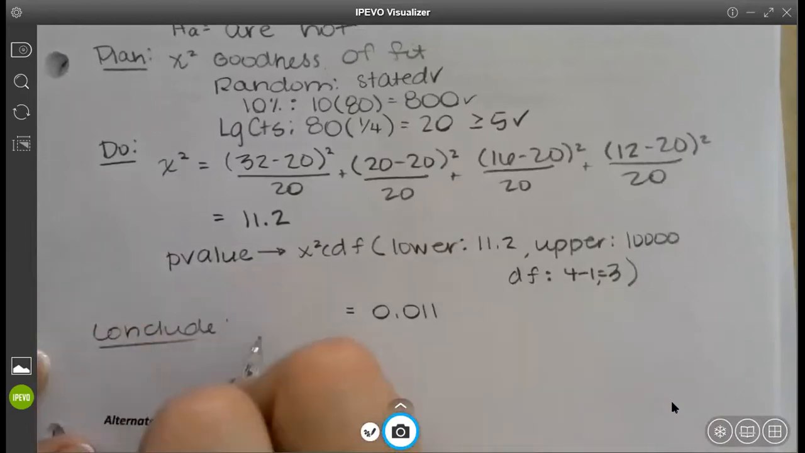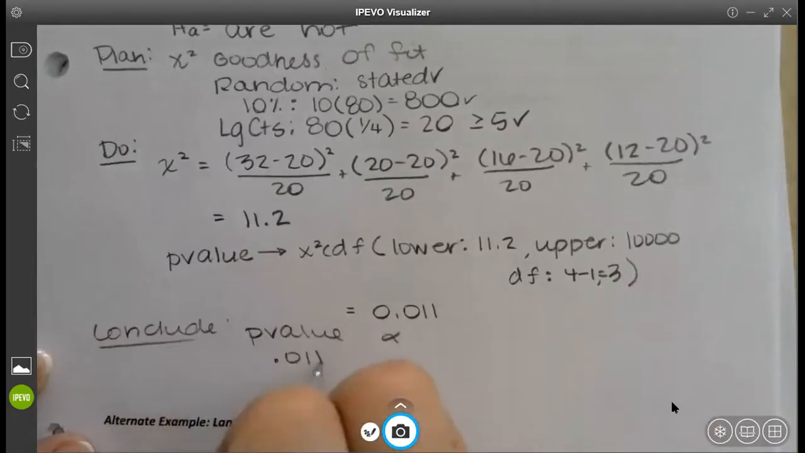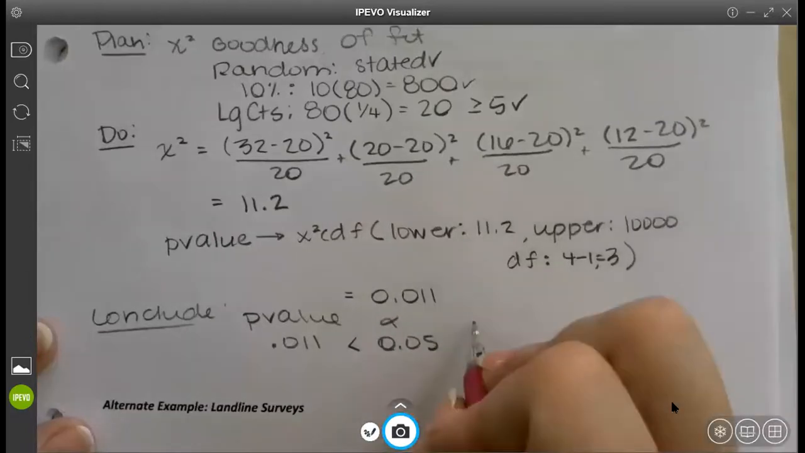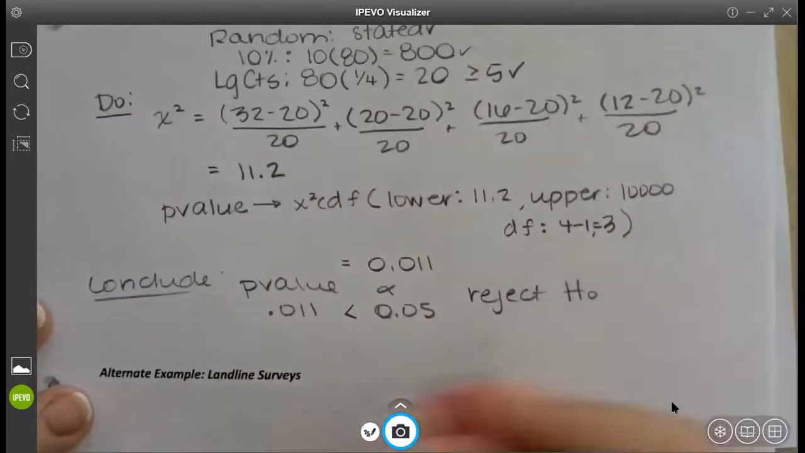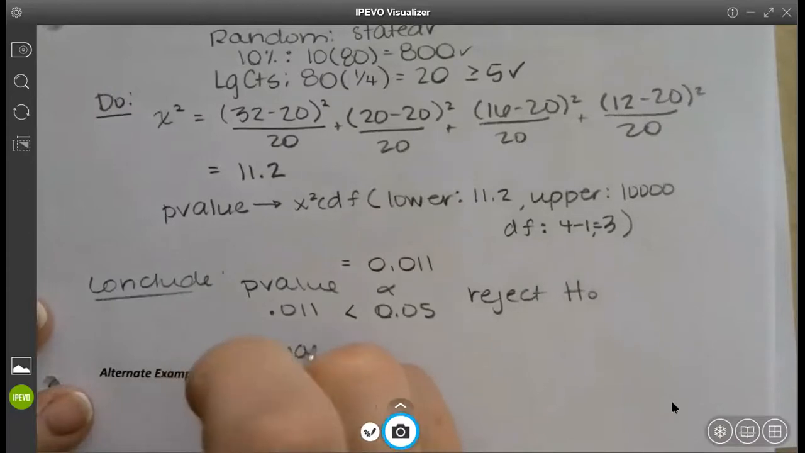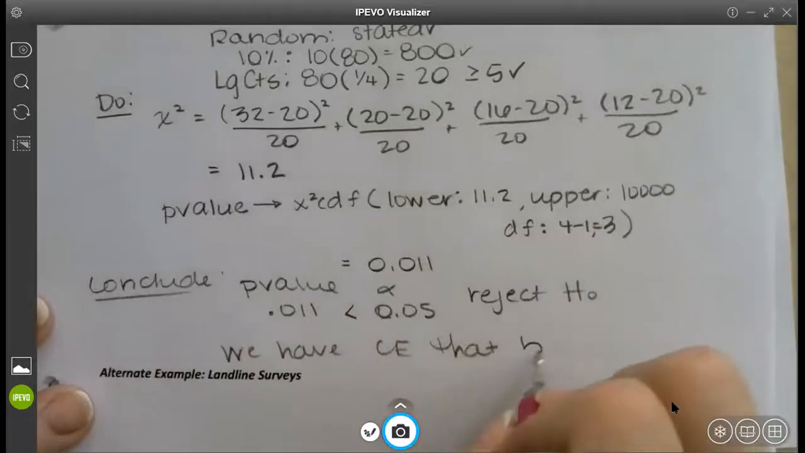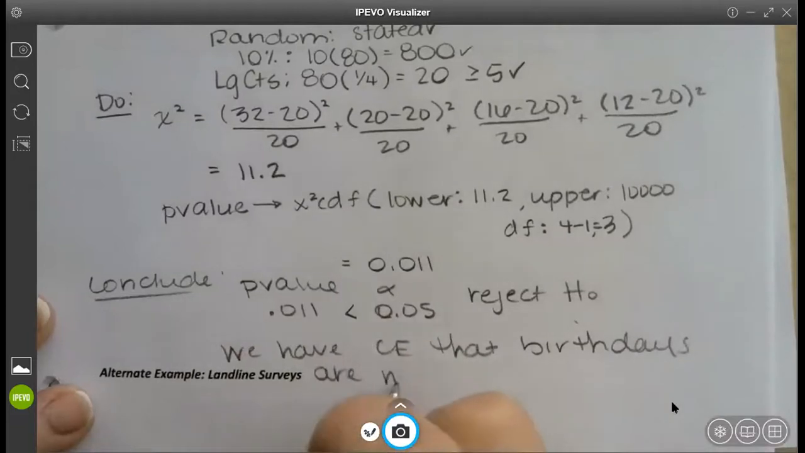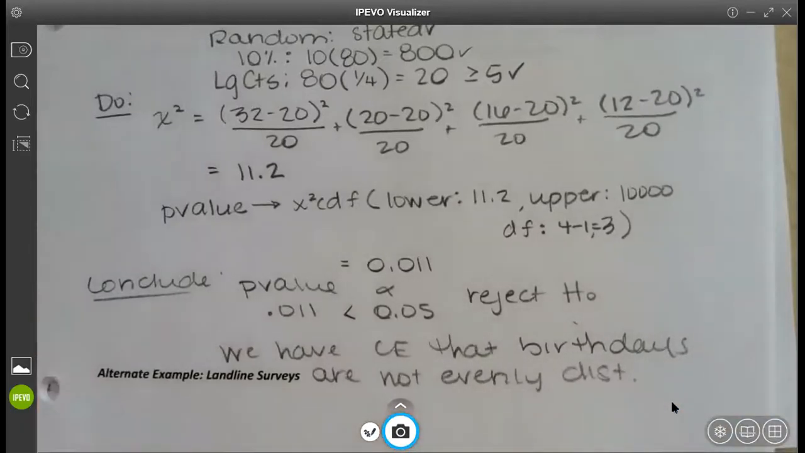We're going to conclude. We're going to test our p-value against our alpha. Our p-value is 0.011. Alpha was 0.05. Our p-value is less than. So we reject H sub O. And what does that mean? That birthdays are not evenly distributed. Very good.